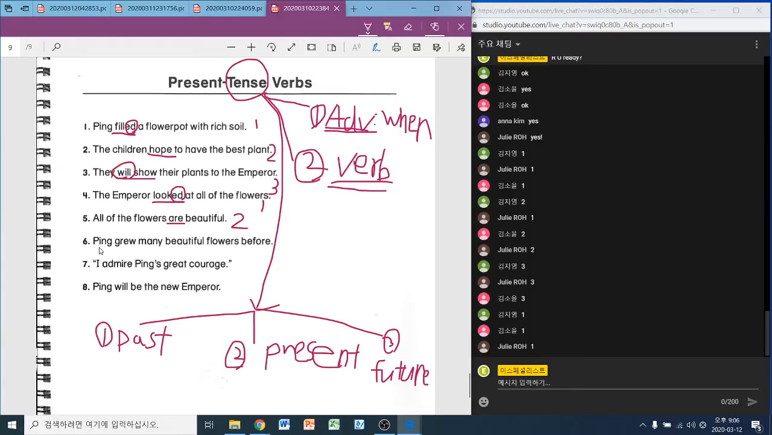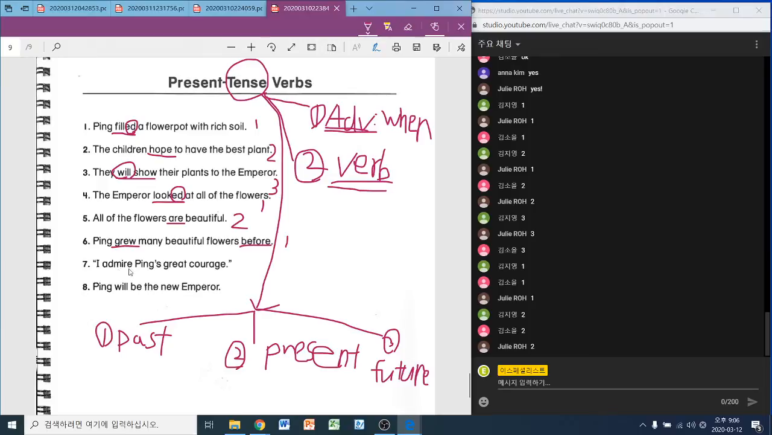Then number 6, Ping grew many beautiful flowers before. We do have before, but it is not telling exactly past time. But we do have the verb grew. We know that the present tense of grew is grow. So that is the past tense, right? So number 6 tense is a past tense. You can write 1 here.